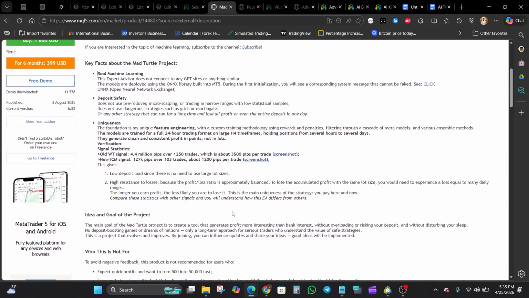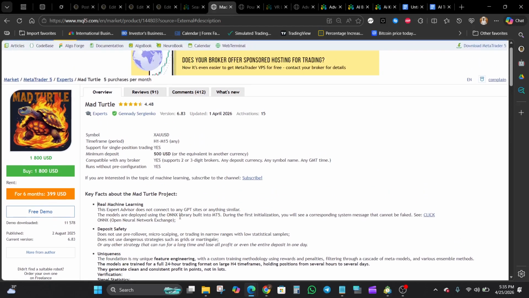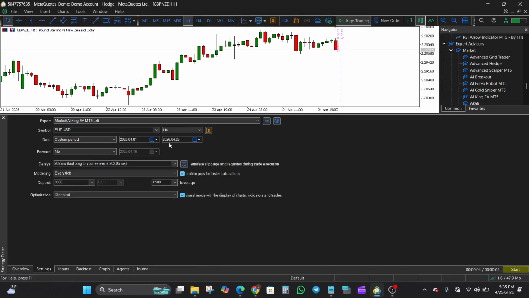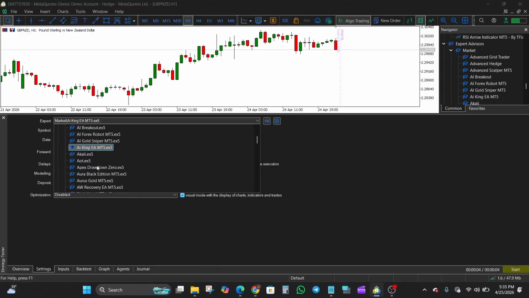All right, so what I'm going to be doing now is to just jump into the strategy tester. I have already downloaded the free demo, and we are going to be heading over to the MT5 platform now to test the EA on gold XAUUSD. We're just going to be using the H1 time frame. Now we're just going to search for Mad Turtle.